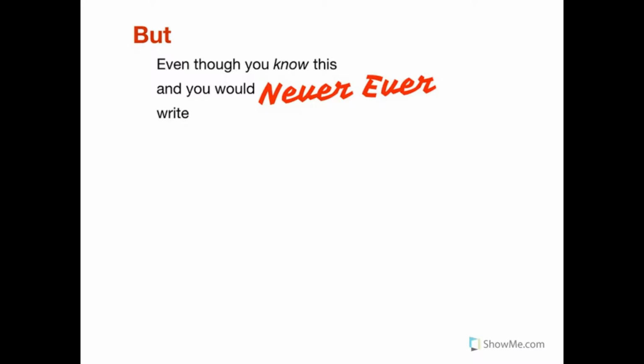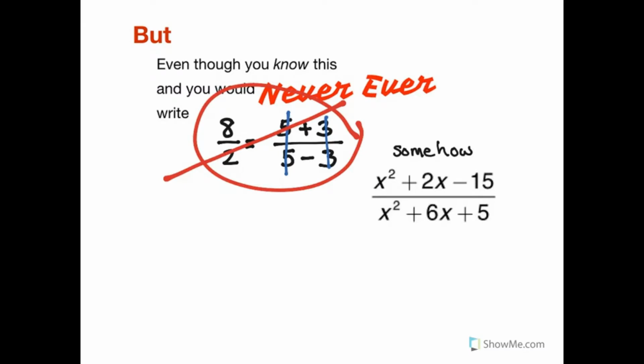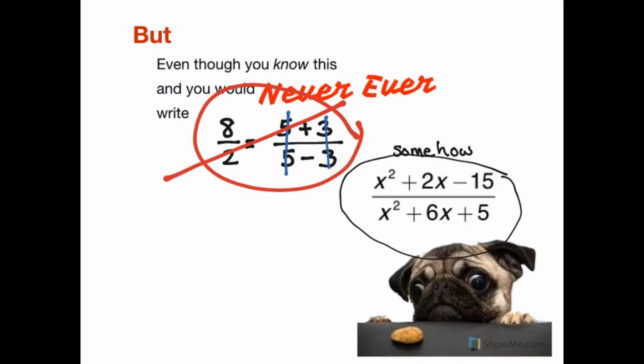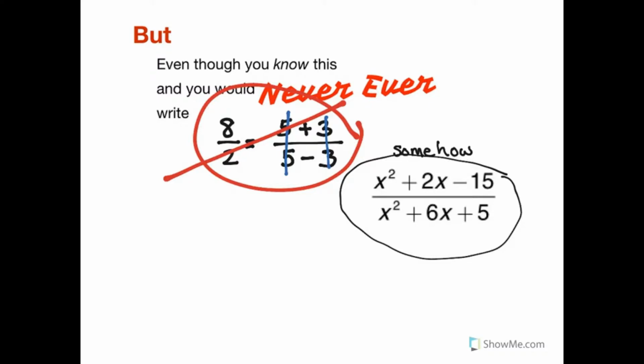But even though you know this, you would never, ever write that 8 over 2 is equal to 5 plus 3 over 5 minus 3 and cancel the 3's. You would never do that, but somehow an expression like this one presents an unbearable temptation. Students want to cancel the x squared and divide 5 into 15 and 2 into 6. This is just not correct. No.